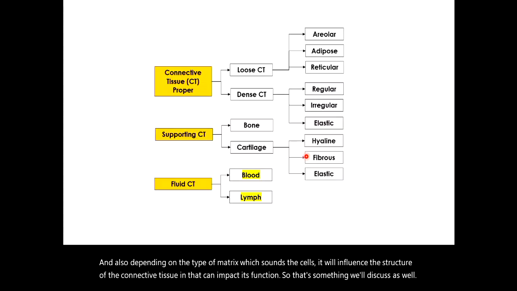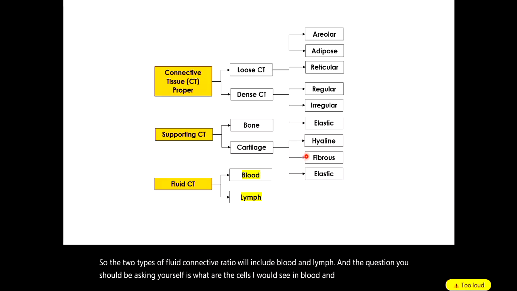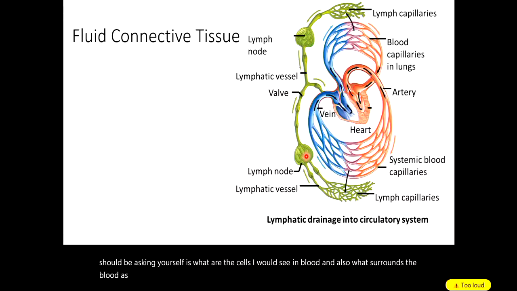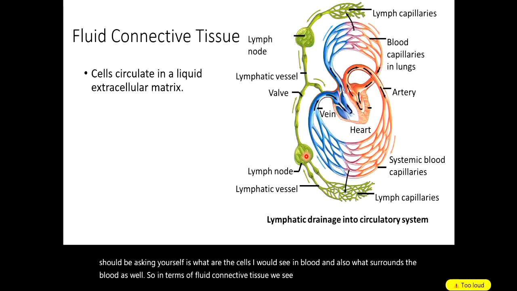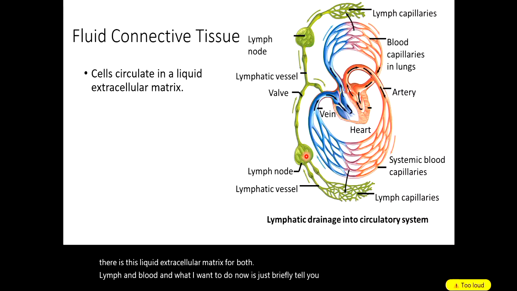So the 2 types of fluid connective tissue will include blood and lymph, and the question you should be asking yourself is, what are the cells I would see in blood, and also what surrounds the blood as well. In terms of fluid connective tissue, the cells are going to circulate in a liquid extracellular matrix, and these cells could include red blood cells, white blood cells, but there is this liquid extracellular matrix for both lymph and blood. And what I want to do now is just briefly explain how lymph is made from the blood.